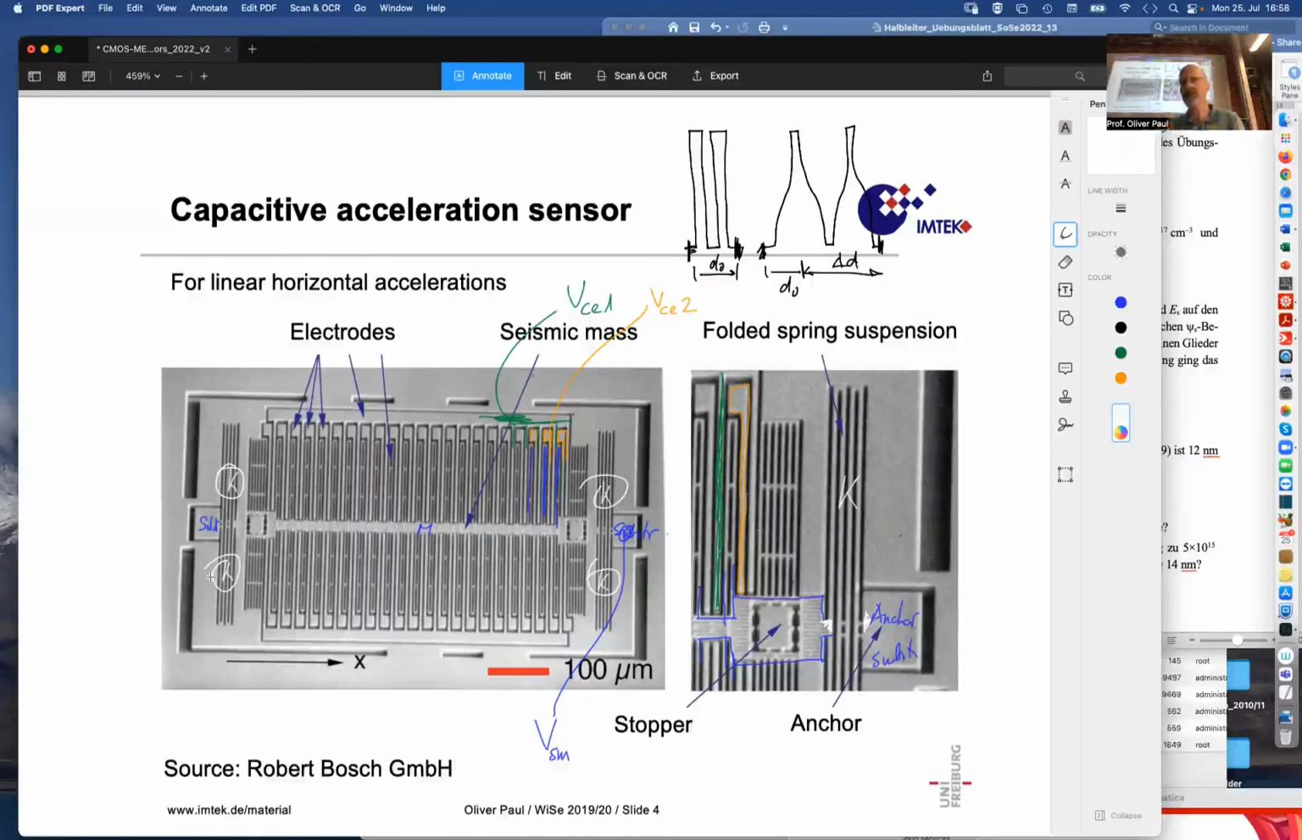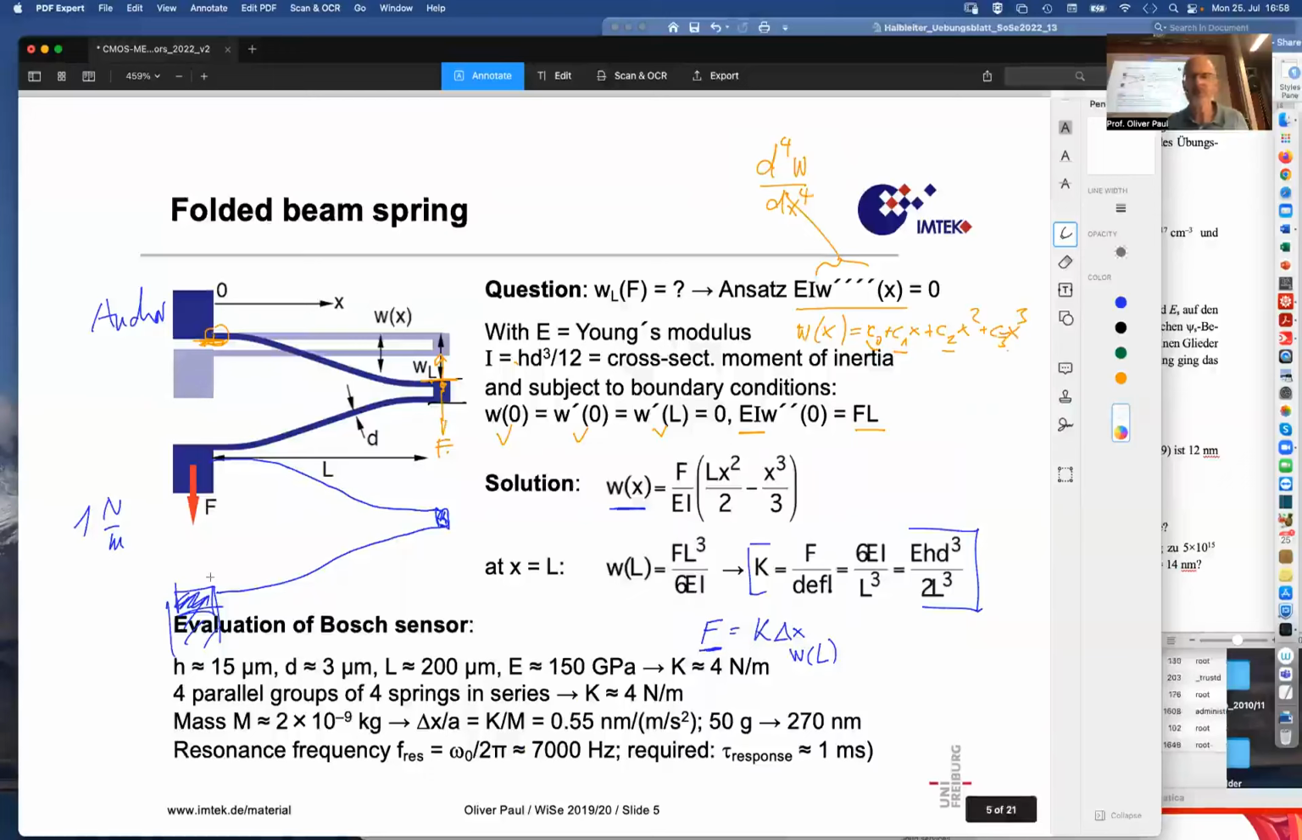You have to push against 2 springs, means it's harder to deflect it. In the fitness gym, if you have 2 weights pulling, it's harder. So this is what happens here. So overall, those 4 parallel groups of 4 blade springs in series makes an overall K still of 4 Newton per meter. Divided by 4 and then multiplied by 4 makes 4 Newton per meter.